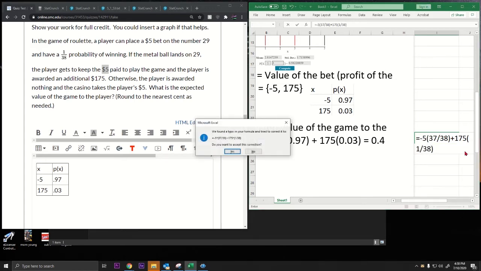We found a typo. What's the typo? I don't see a typo.